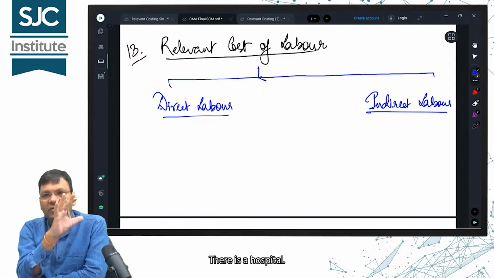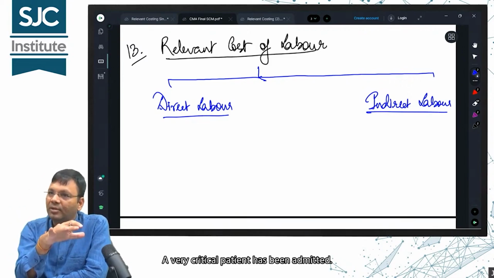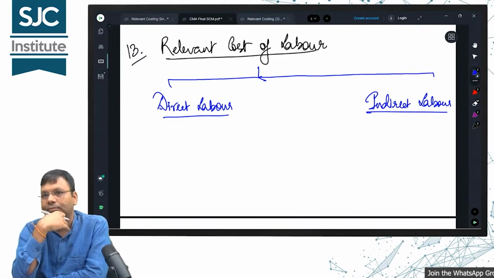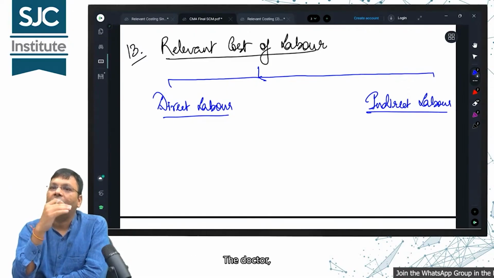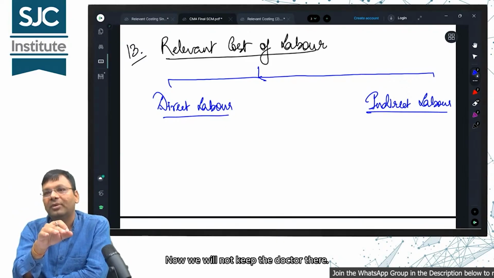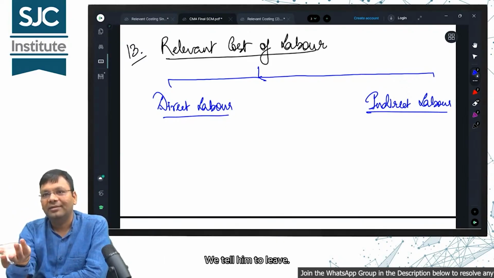Understood? There's a hospital. A very critical patient has been admitted for his surgery. He will call a special doctor. The doctor came and performed the patient's surgery. Now we will not keep the doctor there. We tell him to leave.